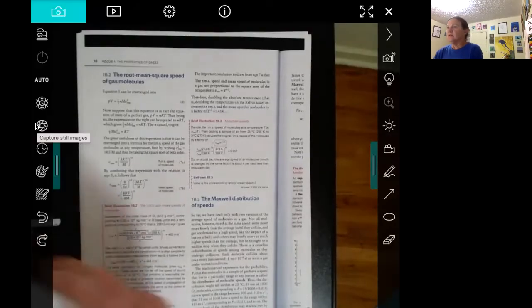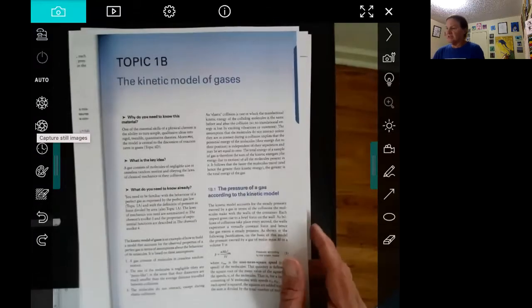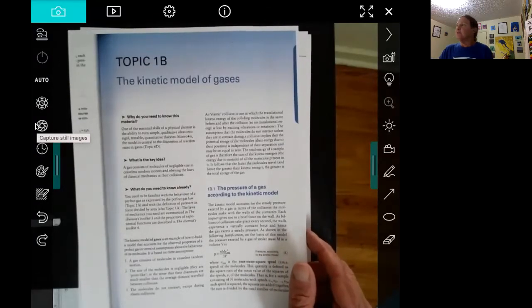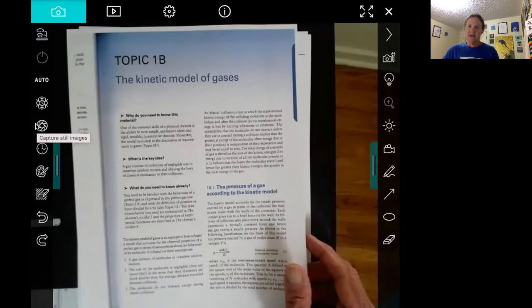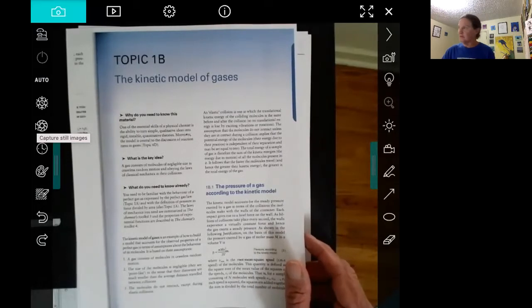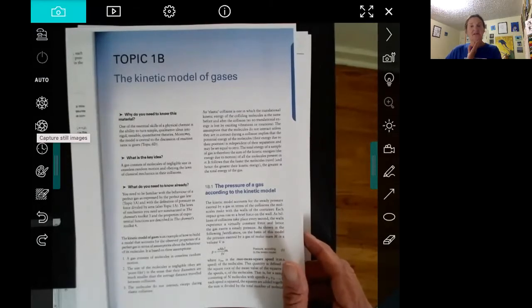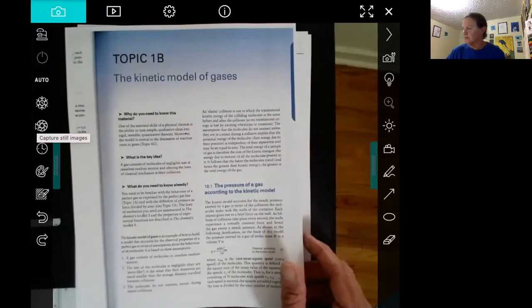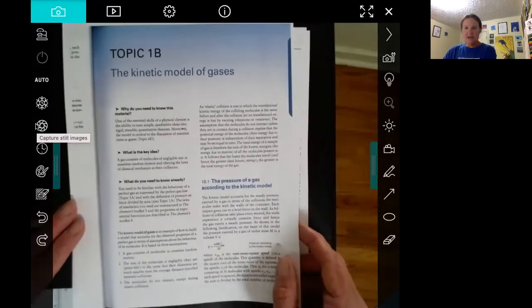Okay, so topic 1B on the kinetic model of gases. You've learned a little bit about that back in Chem 107 when you learned about the ideal gas law and then real gases. So we're going to learn this in the context of a lab that one group will do. So I'm not going to go over it right now.